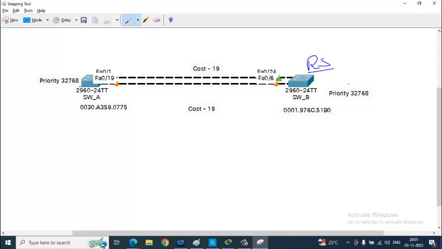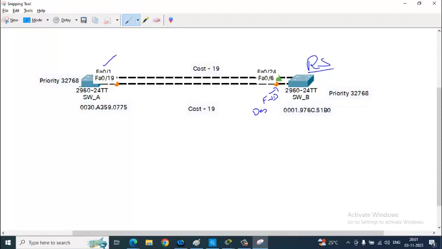Root switch. Here I have Fast Ethernet, here I have Fast Ethernet. Forwarding. The cost is the same. If the cost is lower, then the lower one will be the root port. But here in our case, the cost is the same. What is it going to do?